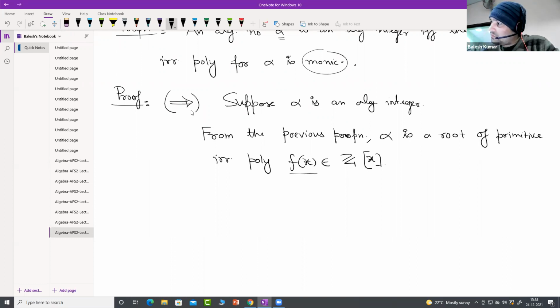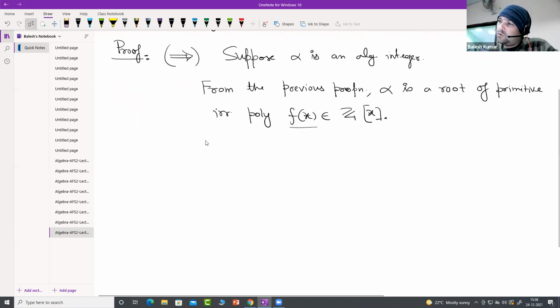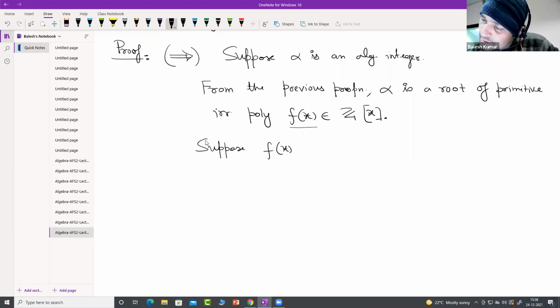Then how to prove it? Can you proceed now? How to prove that the leading coefficient of this polynomial has to be one? The hint is like this: suppose this polynomial f of x is not monic. Then what can we do? Can any one of you say what the problem will be then?